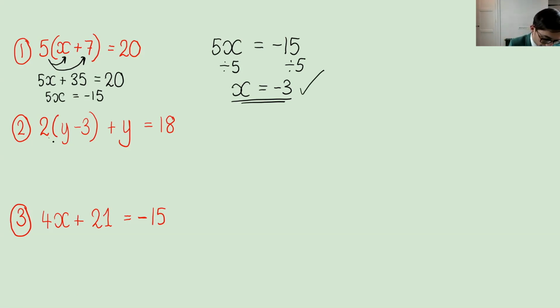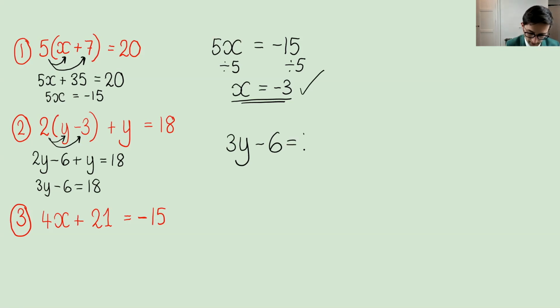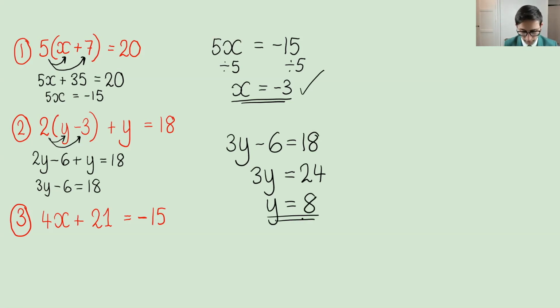Right, this one, again, a bit of expanding. So 3y minus 6 equals 18. 3y, add 6 to both sides, equals 24. So then y must equal 8 by dividing through by 3.